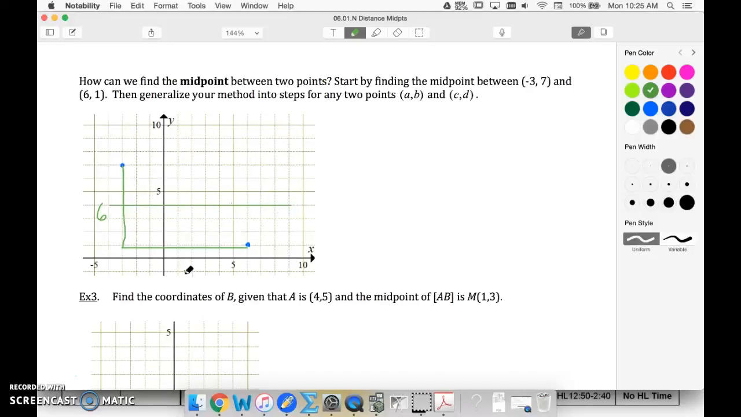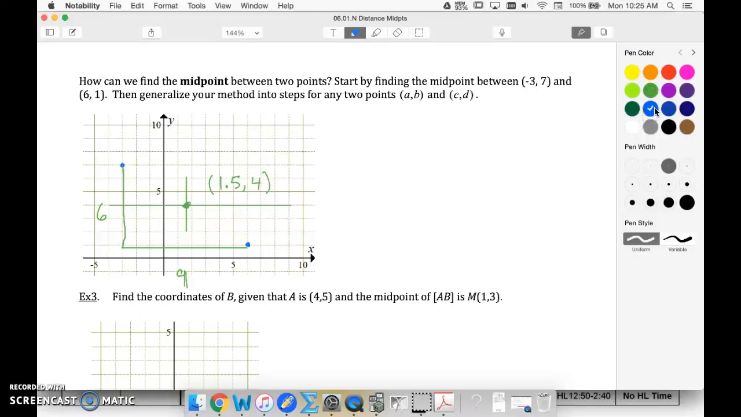This distance was 9. Half of 9 is 4.5. So 1, 2, 3, 4 and a half, somewhere here. Well, this must be my midpoint here. Notice that this point, if I find the coordinates of that, that's 1.5 and then 4.